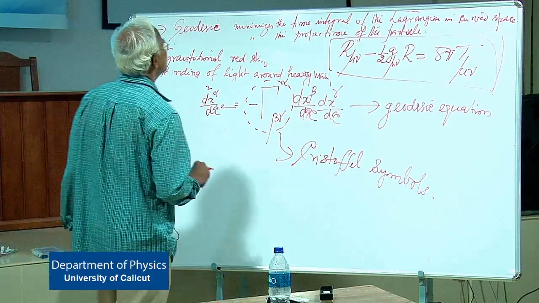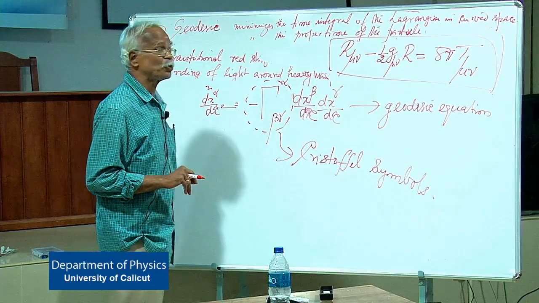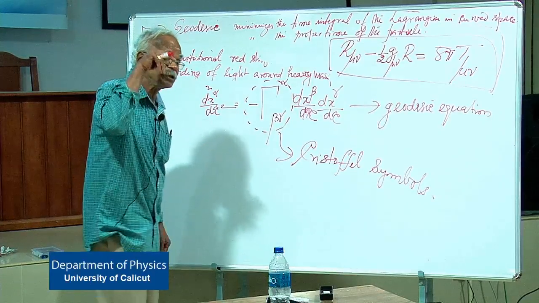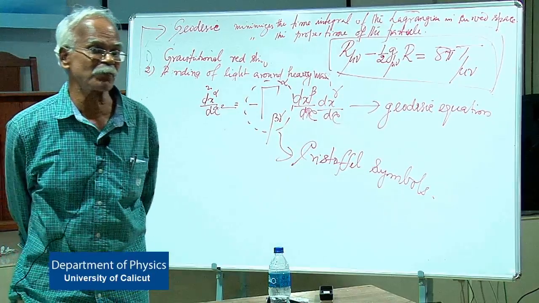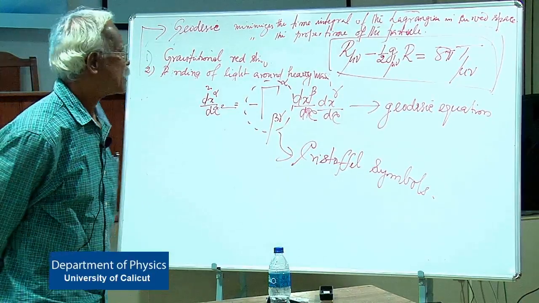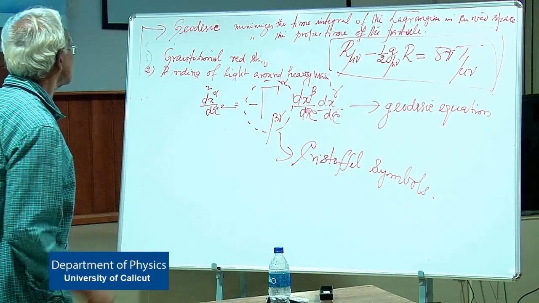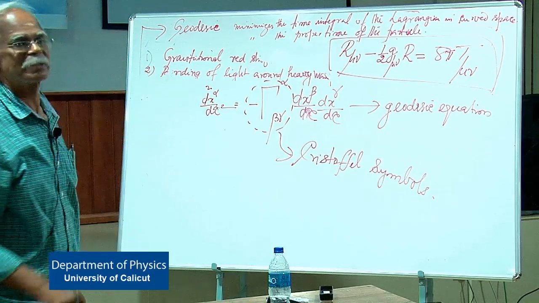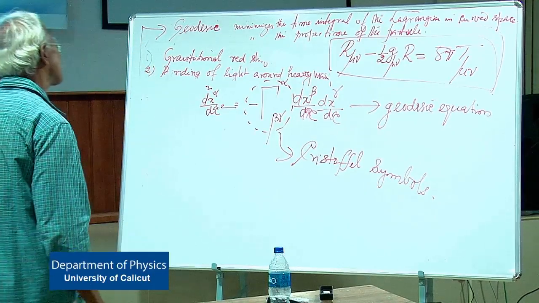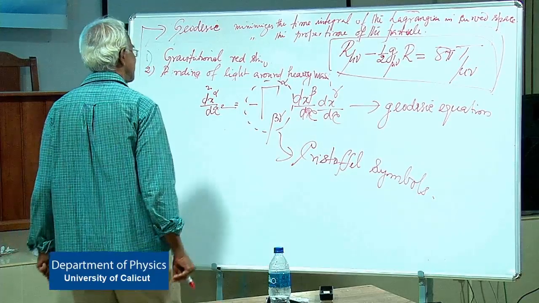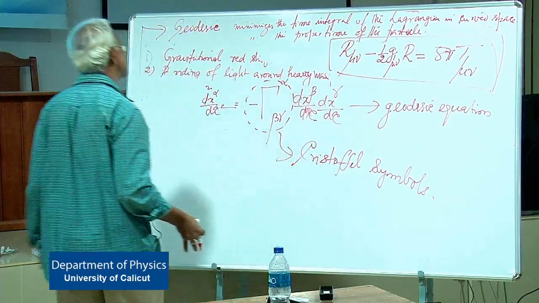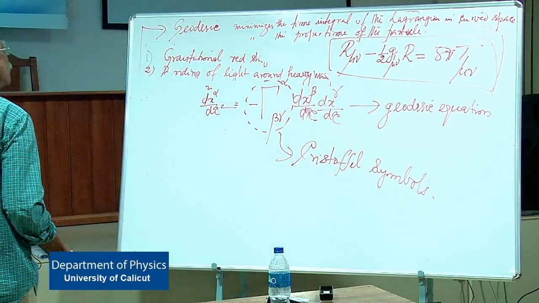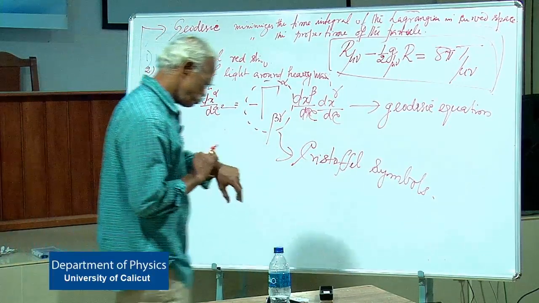Okay, so we have seen what is meant by a geodesic. And a null geodesic is that special path of light in curved space. In general, a material particle traverses a geodesic in curved space, and as a special case, you have the null geodesic, which is typical of light.